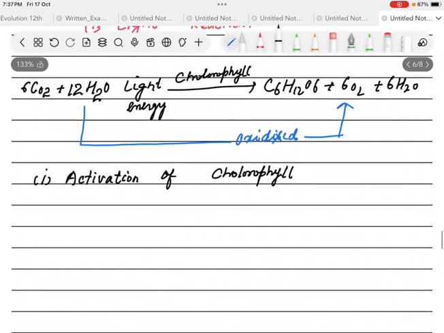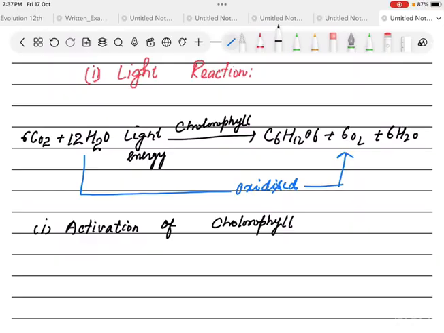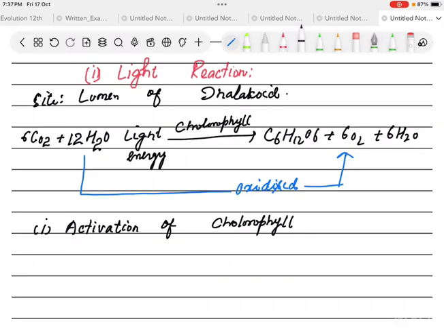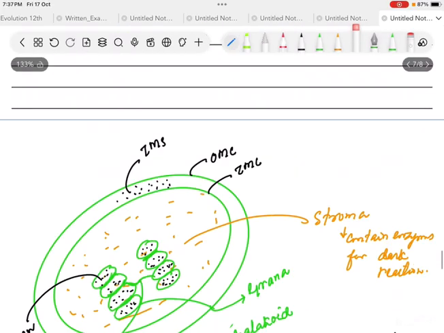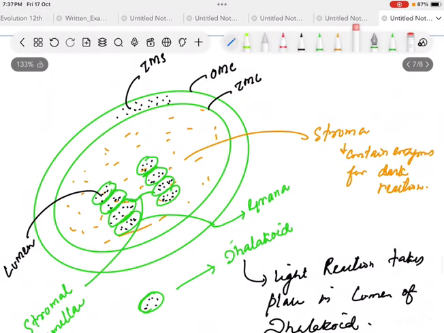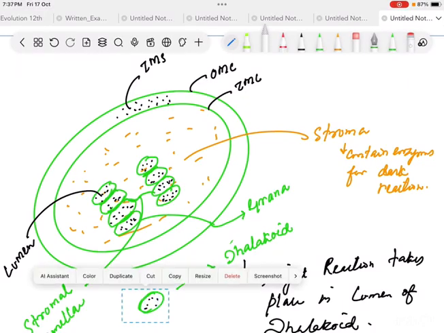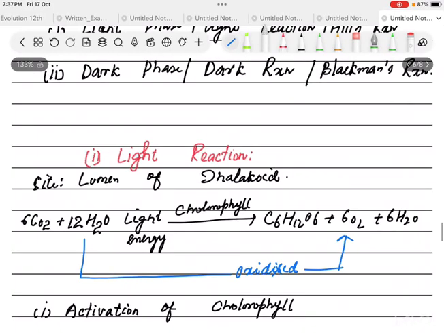Fine. Now let's come back to light reaction. Where is this light reaction taking place? Now we know the site of occurrence. The site of occurrence of light reaction is the lumen of thylakoid. Okay, I'm bringing a structure of this thylakoid for you, and now I'm pasting it here. So this is the thylakoid. This is the lumen of thylakoid where the light reaction is taking place. Fine. And this light reaction is taking place during the daytime, when light is present.